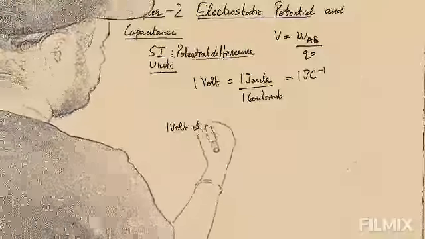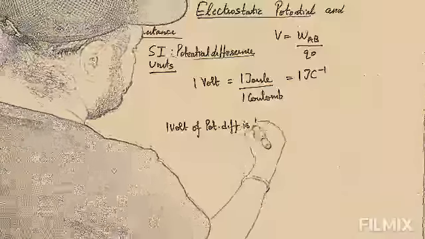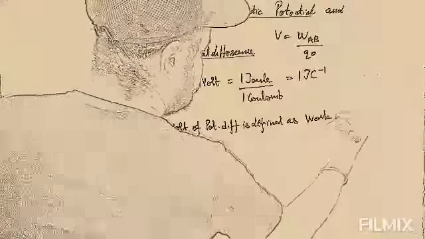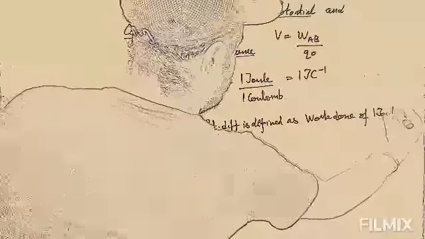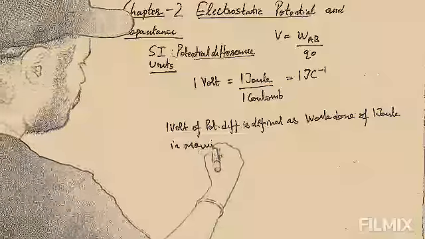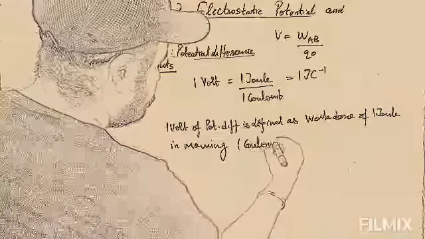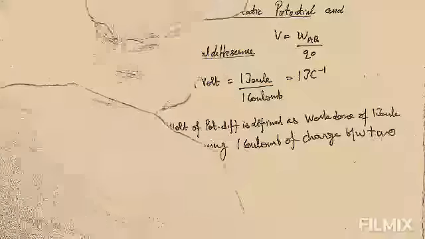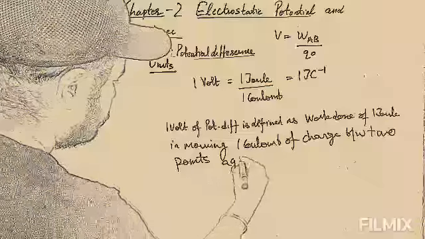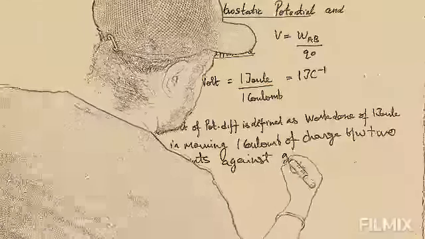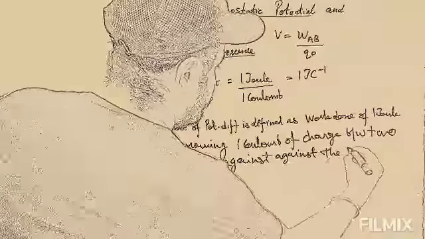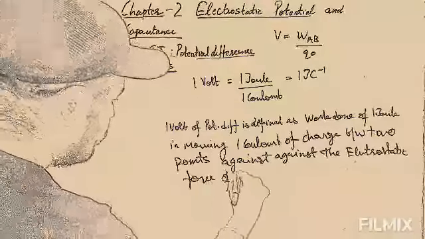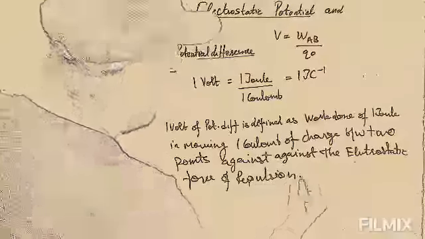So we will now be defining 1 volt of potential difference. 1 volt of potential difference is defined as work done of 1 joule in moving 1 coulomb of charge between 2 points against the electrostatic force of repulsion. So this was the concept of potential difference.